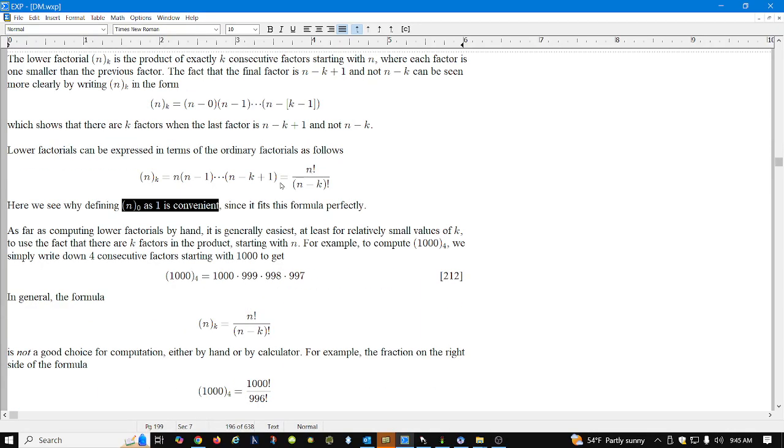This side makes sense, of course. When k is 0, it doesn't require a definition.